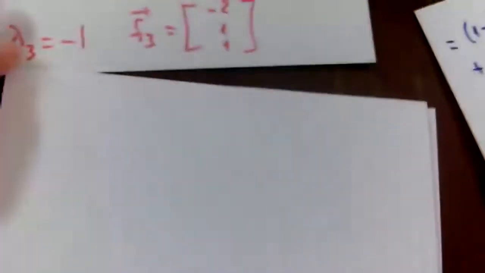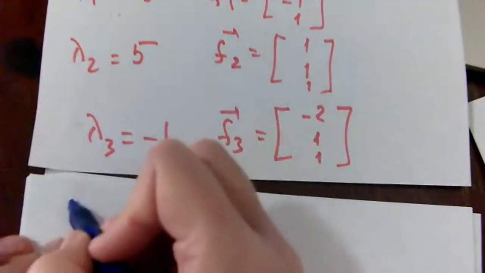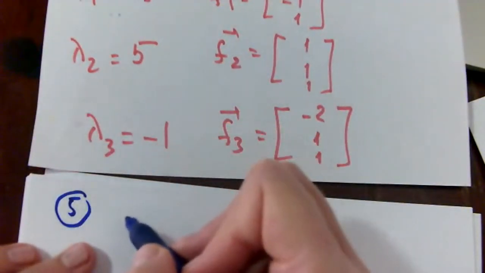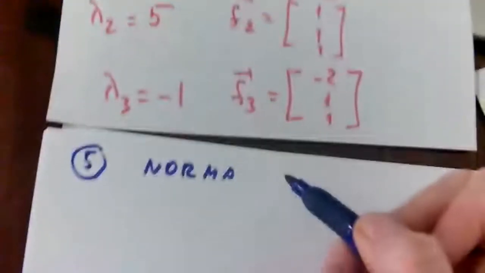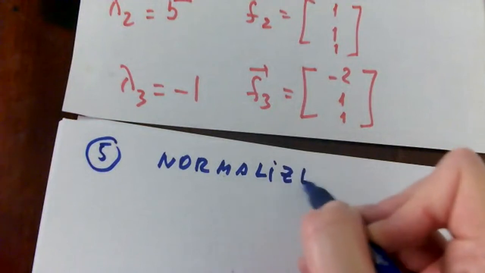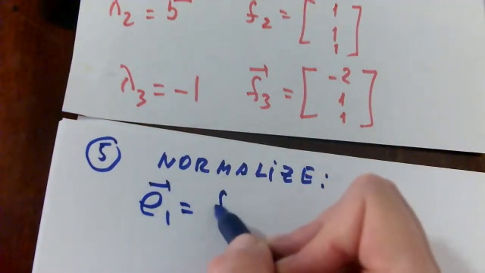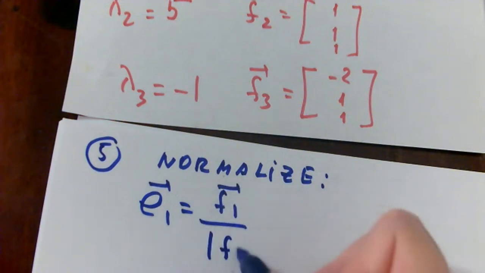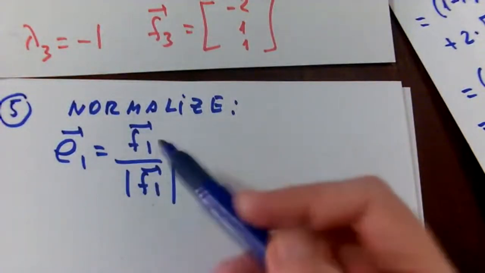And now we need to move to the next step, which was about normalizing these vectors. I tried to keep everything on the screen. If I'm not mistaken, this is the 5th step: normalizing these vectors. Let me remind you of this formula. E1 was equal to F1 divided by the length of this vector. So to normalize a vector, we need to divide each coordinate by the length of this vector.